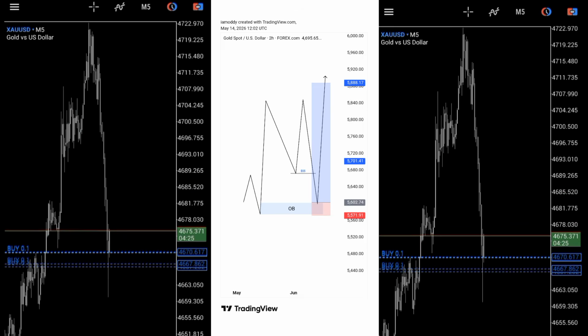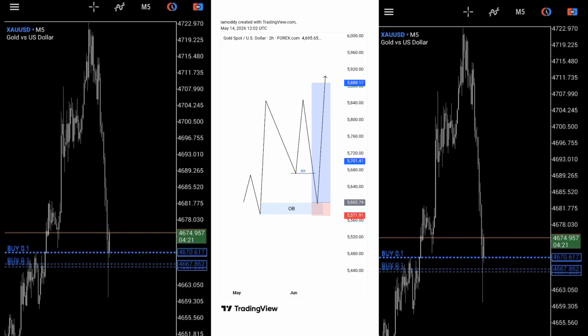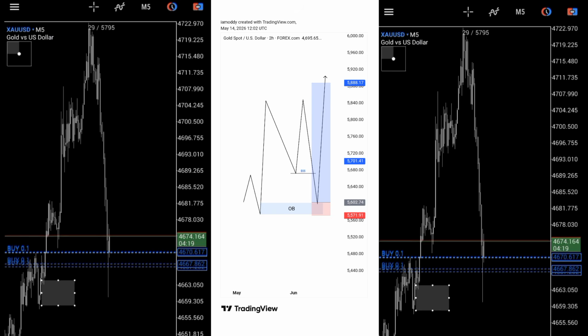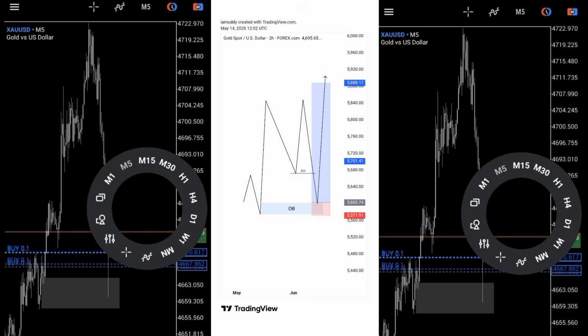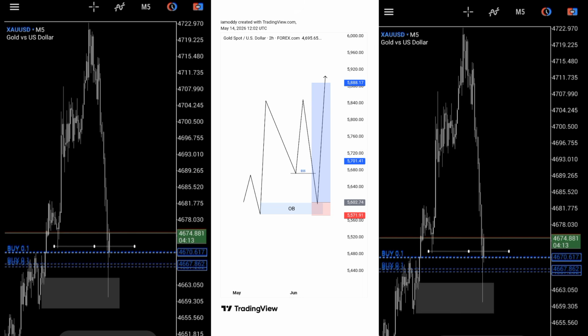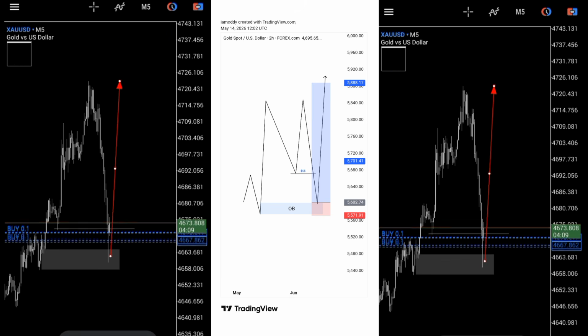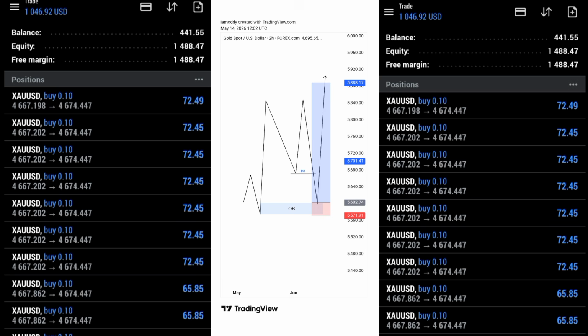Today we'll be taking a buy on gold, and this is the reason why I'm taking this buy. First, you can see we have this nice 5-minute order block, and we have liquidity protecting the order block. Now I'm expecting the market to shoot up rapidly from the order block, as you can see.